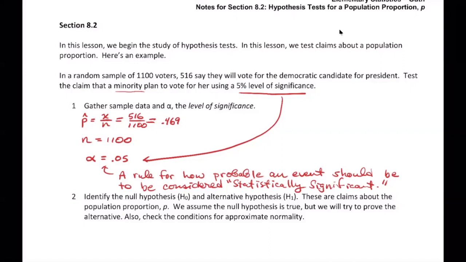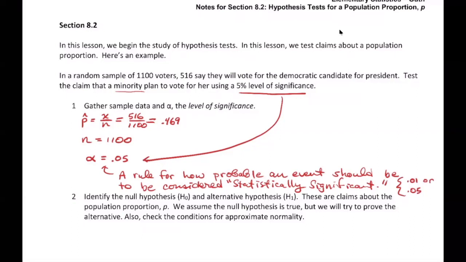So normally we do 0.01 or 0.05 as a level of significance. That just means, hey, anything less than a 1% chance. When that happens, that's kind of a surprise. And so that's statistically significant. But it's very common to go with 5% as well.